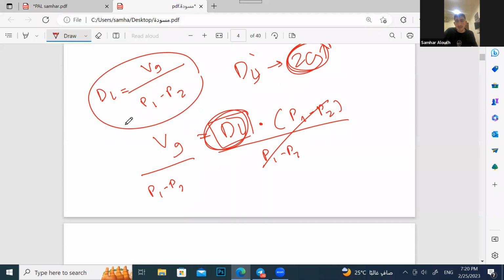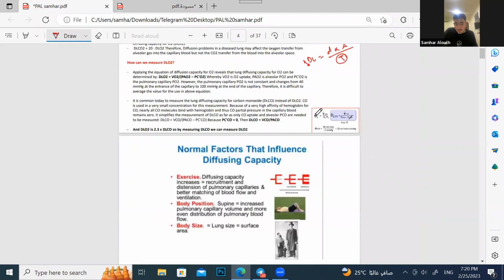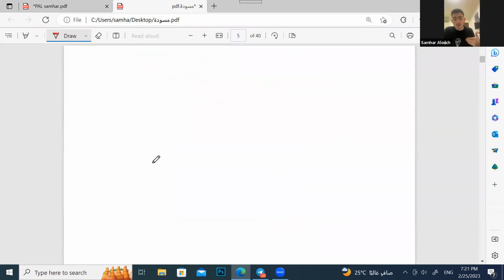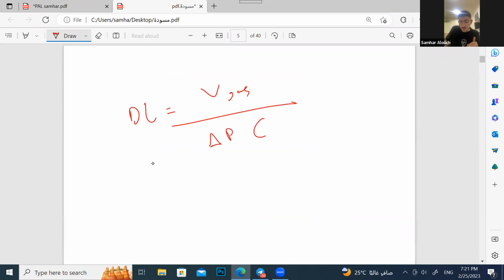It's just math, and it's literally this equation here. So now let's actually calculate it. Now I have DL equals V gas over the pressure difference, which is P1 minus P2. I know the V gas because when I intubate you and give you a specific amount of oxygen, like 300, I know that the V gas that I gave you that should pass is 300. Okay, so V gas is knowable because we can measure it.